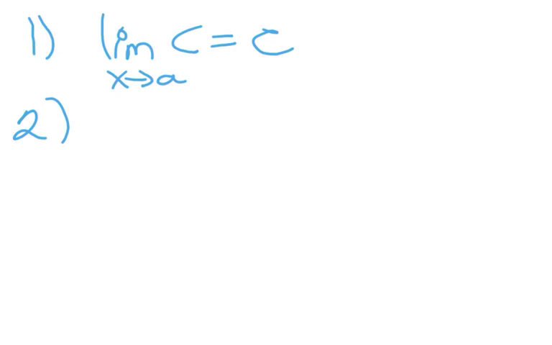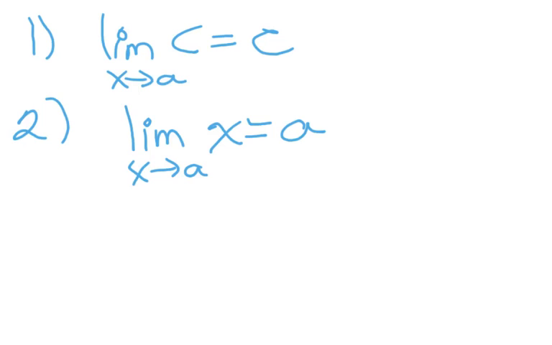The next easiest function we can look at is the function y is equal to x. So we'll take a look at that one. And so again, we're asking if y is equal to x, as x approaches a, what is y approaching? Which is the same thing as saying as x approaches a, what is x approaching? Obviously that's equal to a.